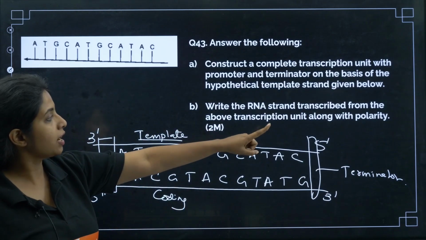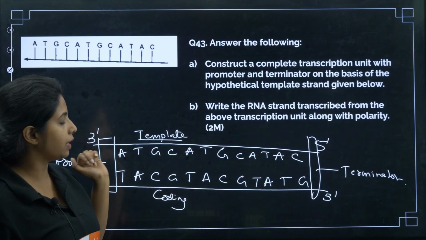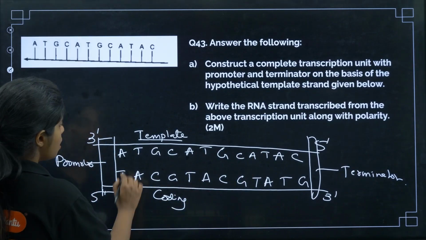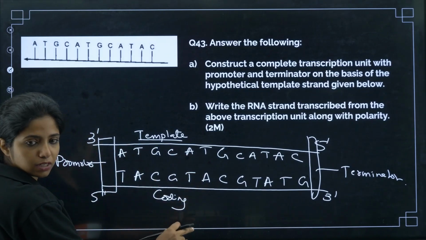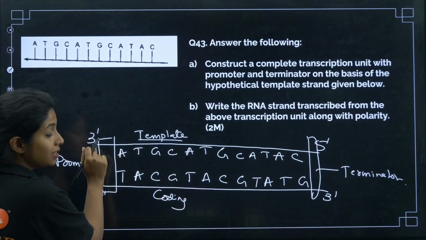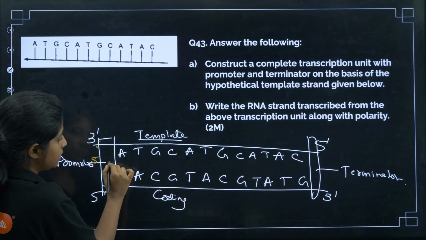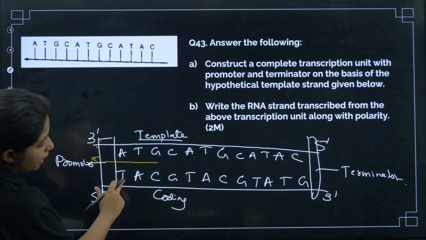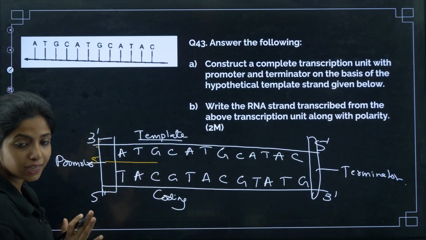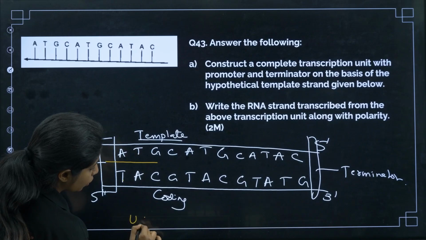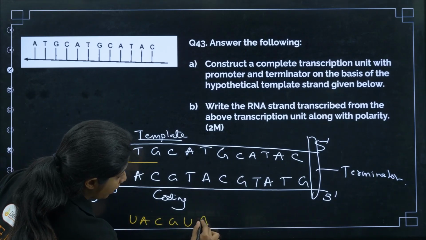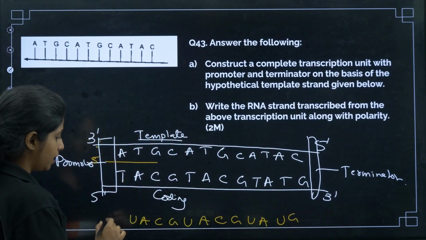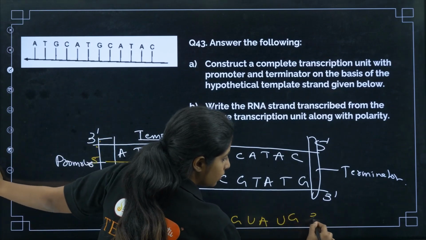Now, write the RNA strand transcribed from the above transcription unit along with the polarity. So, this is the strand that is going to get transcribed, and always remember transcription happens from 5' to 3'. That does not mean this is getting transcribed; from 5' to 3' means the template is read so that the complementary strand is made 5' to 3'. So, the easy way is, you have the coding strand, just replace T with U, because in RNA you do not have T, you have uracil. So, it will be UACGUACGUAUG. That's all. And this will be with polarity 5' to 3'.